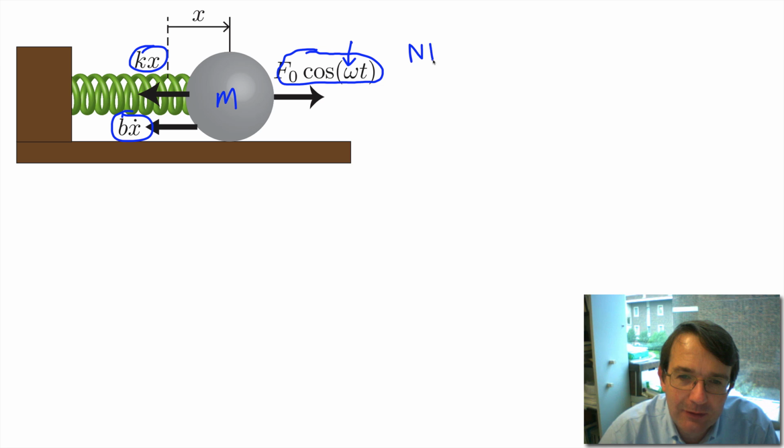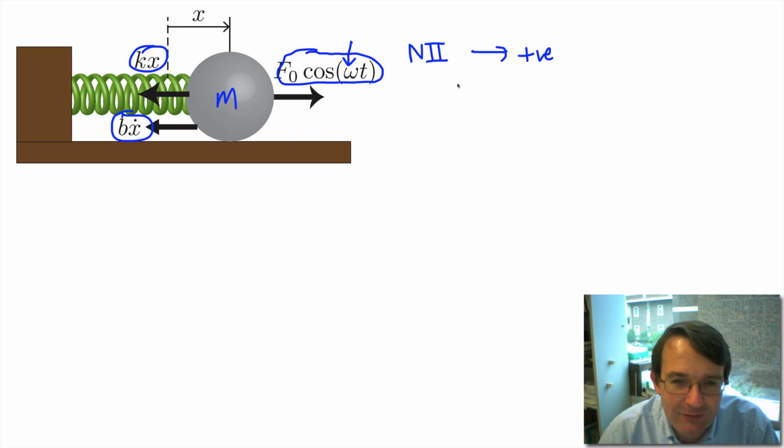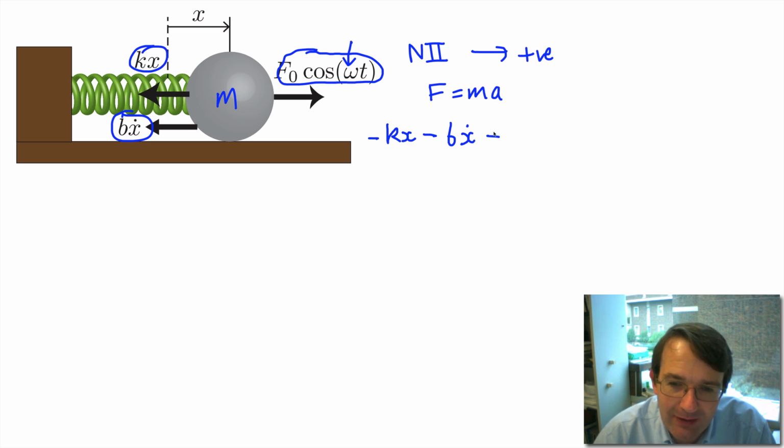So what we're going to do is apply Newton's second law, taking the positive direction as being right, just as we've done before. Force is equal to mass times acceleration, and now we've got three forces. First of all, we've got minus kx, because remember that acts in the opposite direction to our definition for positive. We've got minus b times x dot, which again acts in the opposite direction. And then we have plus f naught times the cosine of omega t. This one is positive because of the way we've defined the convention here. And this, of course, is equal to m times x double dot.